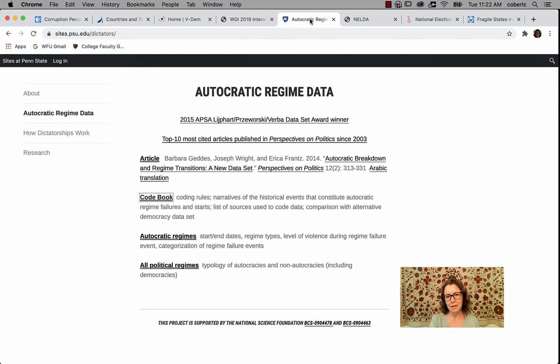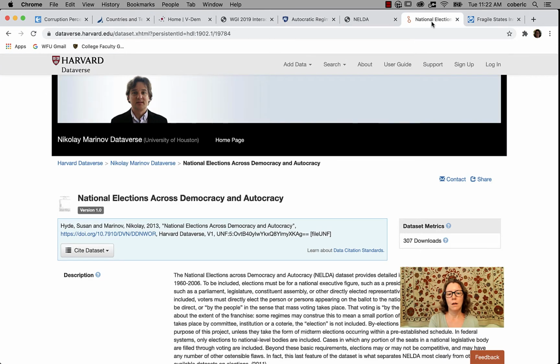Not all academic data is super fancy, though. Sometimes they'll have very simple websites. This is a data set that we'll use when we talk about democratization, put together by 3 scholars who categorized authoritarian regimes into, are they monarchies, are they military regimes, things along those lines. Sometimes these data sets are available through data repositories, and the Harvard Dataverse is actually the most commonly used one.